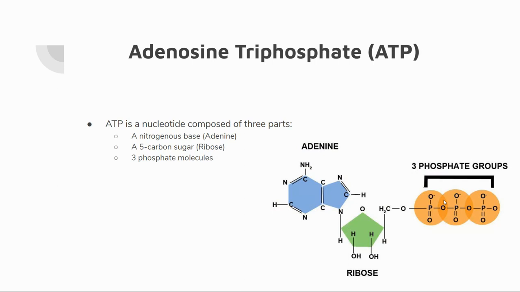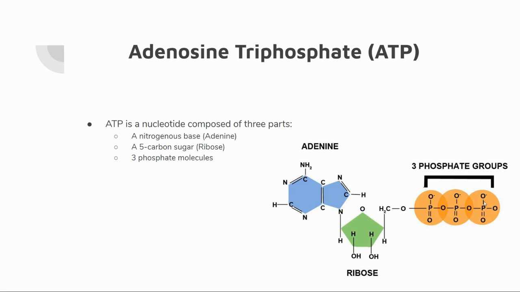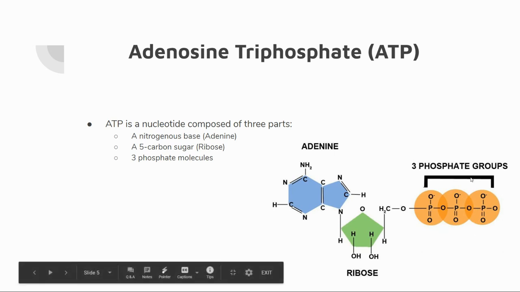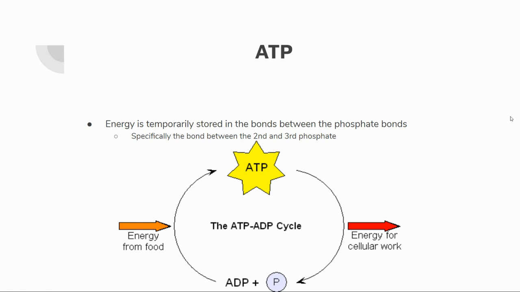So the energy that we're going to focus on in ag bio or any bio course is ATP, or adenosine triphosphate. It's a nucleotide that is composed of 3 parts: a nitrogenous base called adenine, a 5-carbon sugar called ribose, and 3 phosphate molecules. And the main area that we're going to focus on that energy comes from is in between the second and third phosphate group, splitting that bond. So energy is temporarily stored in the bonds between the phosphates. And specifically, as we just said, the bond between the second and third phosphate is where the energy is going to be released from.